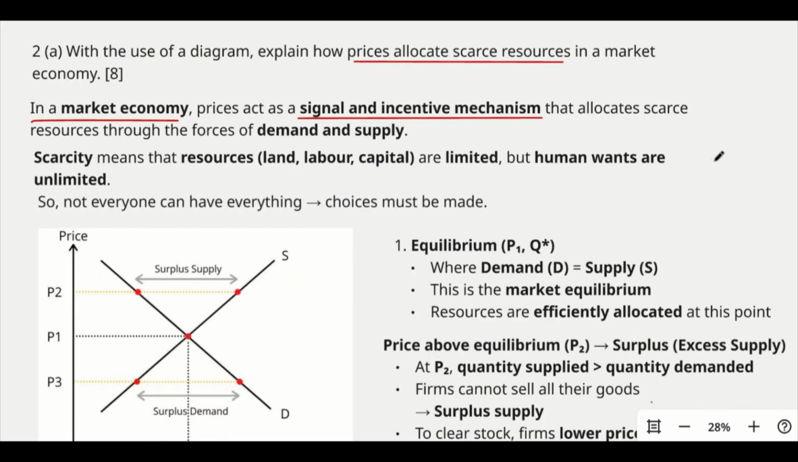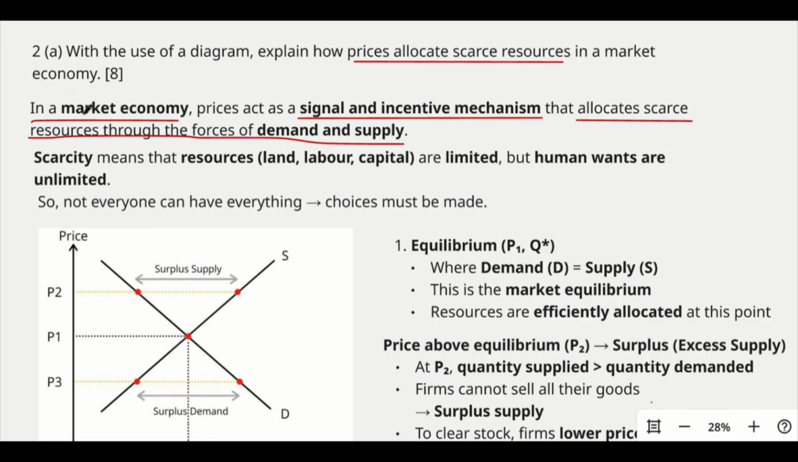So, what are the benefits of that? It allocates scarce resources through the forces of demand and supply. So, as a result of the price change, what will happen? There will be some changes in the demand and the supply, right? So, we'll be able to allocate them. So, let's see how to do it.